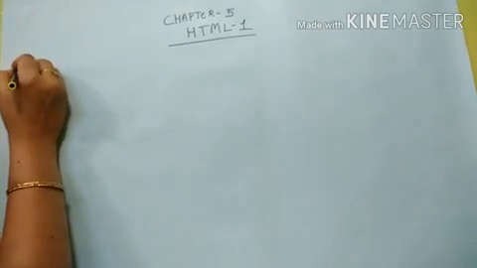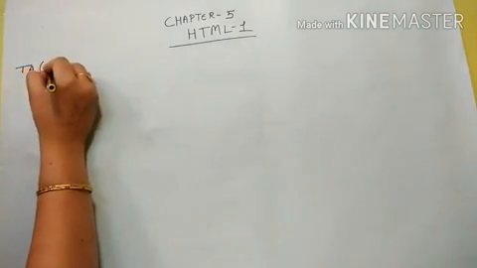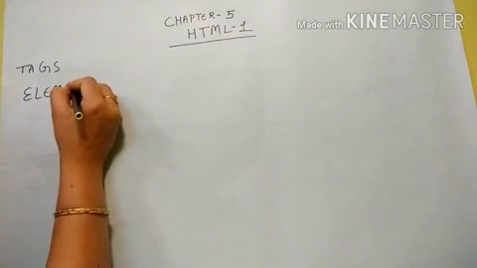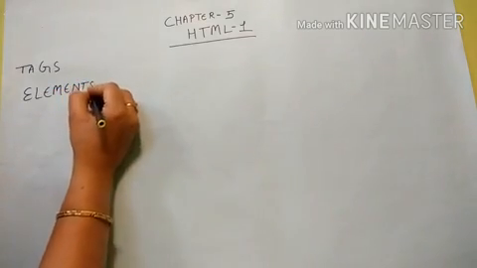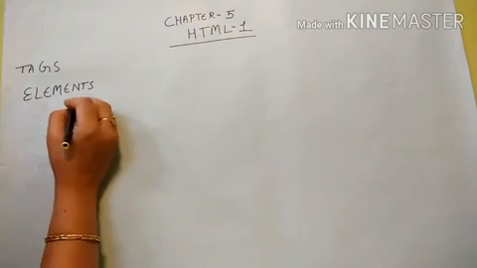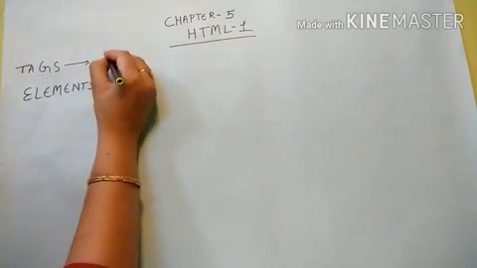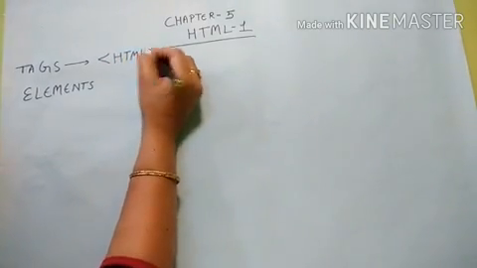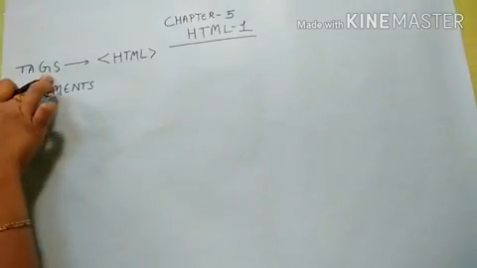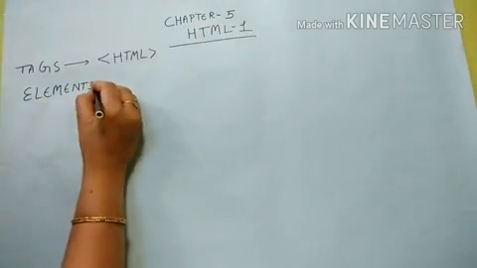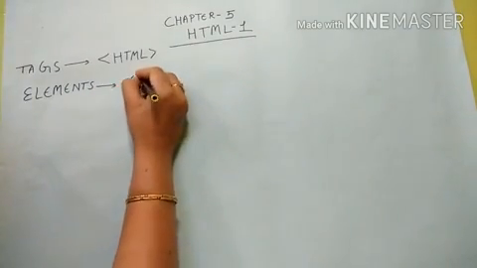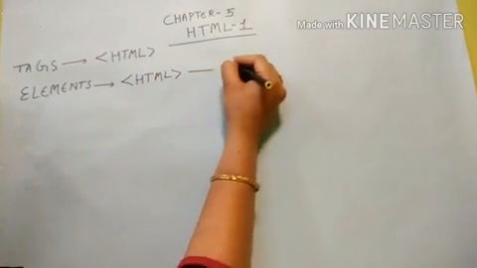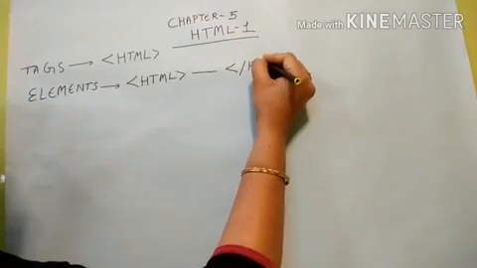So, tags and elements. Elements, if I'm taking one example of tag HTML, if I'm writing it without its closing tag, it will be written as a tag. But what are elements? I'm writing here HTML, some content here, and I'm closing this tag with /HTML.